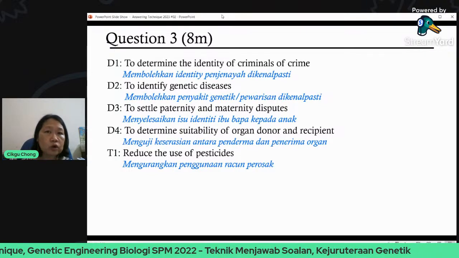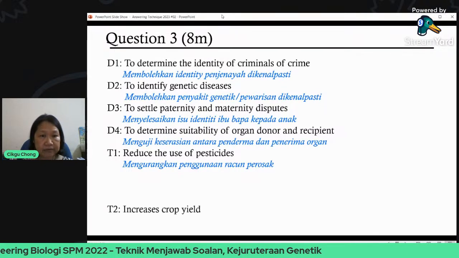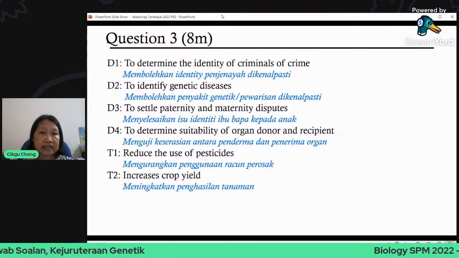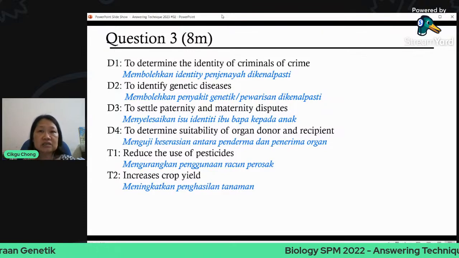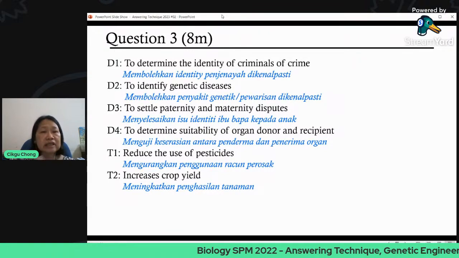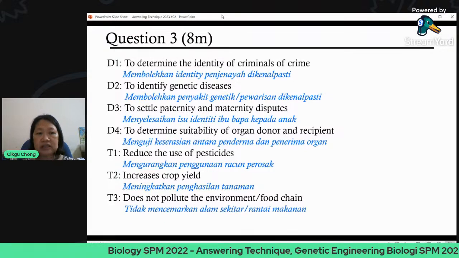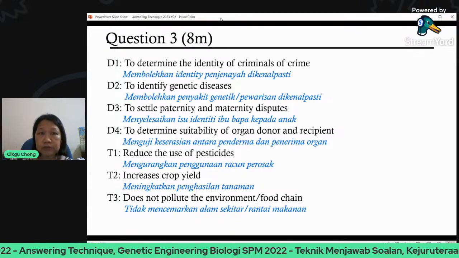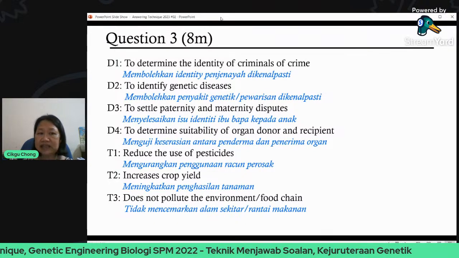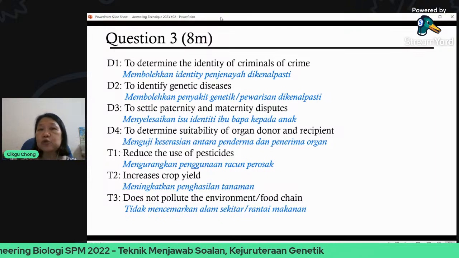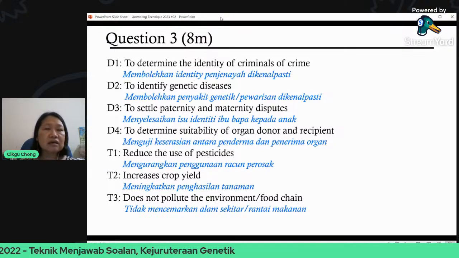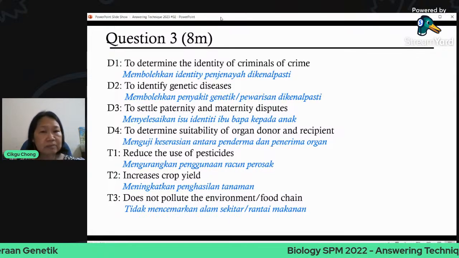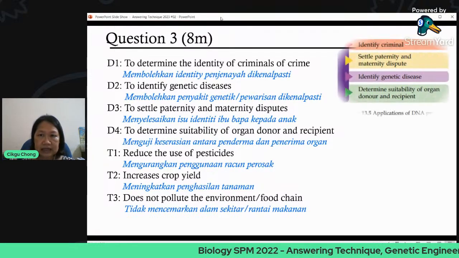So this plant will be healthy, will not be attacked by insect. Okay, increases crop yield. Jadi, kalau the plant is not attacked by insect, that means you will have more production. Okay, the fruits will be big, it will not be eaten up by the insects and so on. Okay, does not pollute the environment because you are not using any pesticide or any racun perosak. All right, okay, so this is logical. These are the things that you can remember. You can think on what you've learned before. Okay, not using chemical is always a good thing. Remember that, okay?